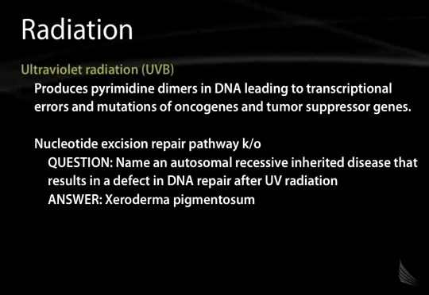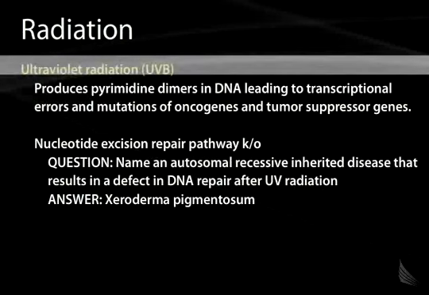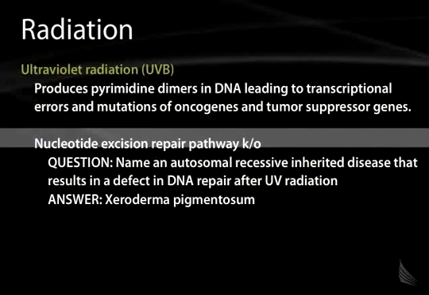There are other elements within our environment that also can damage our DNA, mutate genes, and lead to the development of cancer. One of the most common of these is radiation. Ultraviolet radiation produces pyrimidine dimers in DNA that leads to transcriptional errors and mutations of both oncogenes and tumor suppressor genes. There is a nucleotide excision repair pathway which is supposed to try and keep these mutations in check. However, in patients with disorders such as xeroderma pigmentosum, there is essentially a knockout of this repair process. They have defects in DNA repair, and thus these patients develop numerous tumors, including squamous cell carcinomas, basal cell carcinomas, and malignant melanomas after exposure to ultraviolet radiation.